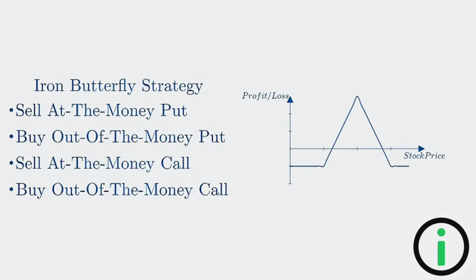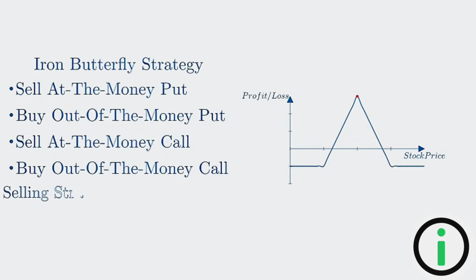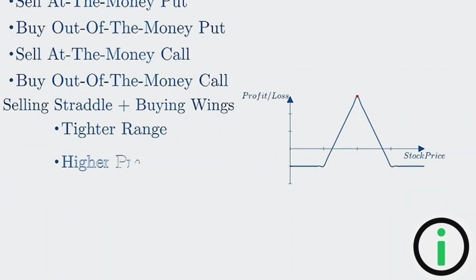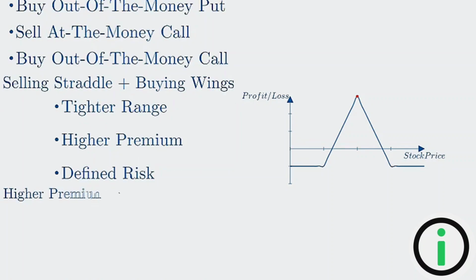Notice the sharp peak at the center at the at-the-money strike. The sides slope down, but then flatten out into a horizontal line, indicating capped risk. In this strategy, you are selling the straddle at the center and buying the wings to protect yourself. Key features of this trade include a tighter range, higher premium collection, and defined risk. Because you are selling at the money options, you collect a much higher premium than an iron condor. This higher premium also means your maximum loss is smaller.